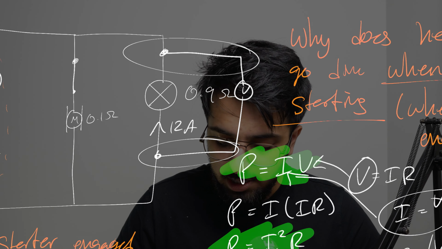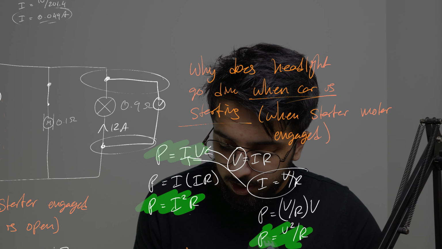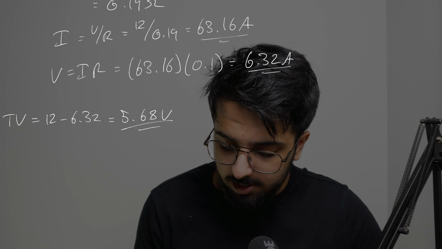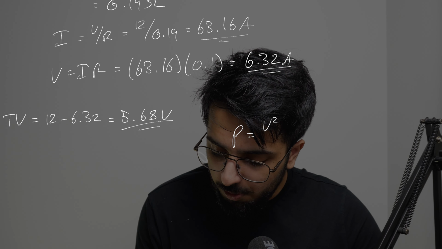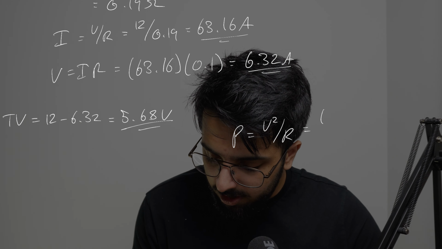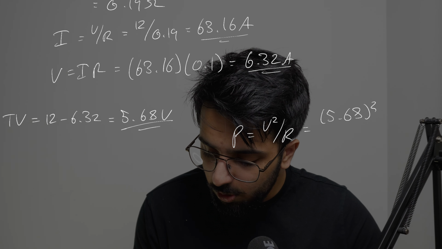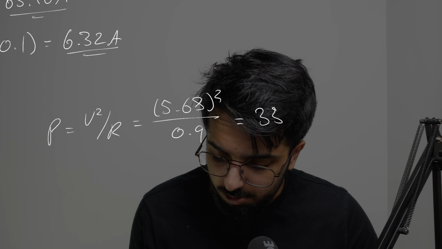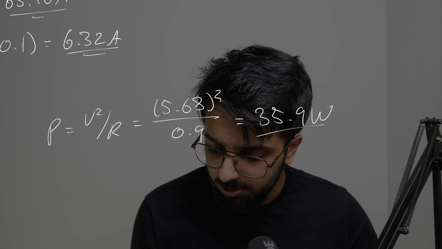And so therefore, as we now know the terminal voltage, we can use this equation right here to calculate the power of the bulb. And we get P is equal to V squared over R, and this gives 5.68 squared over 0.9, and this gives a power of 35.9 watts. All right, there we go.